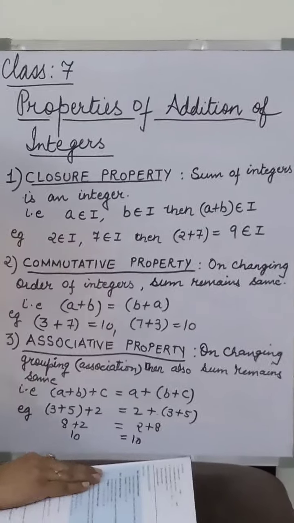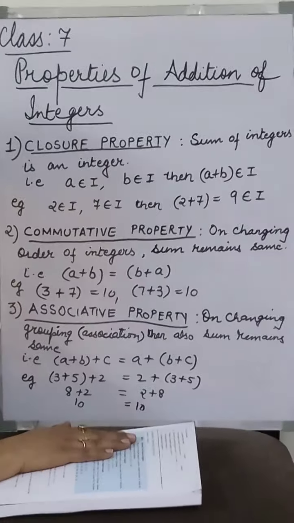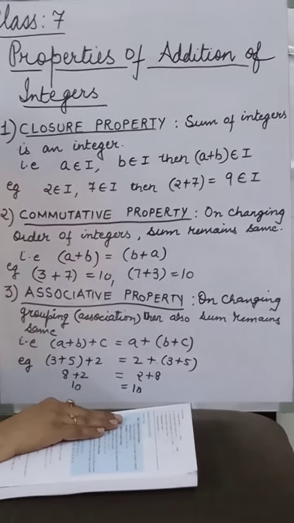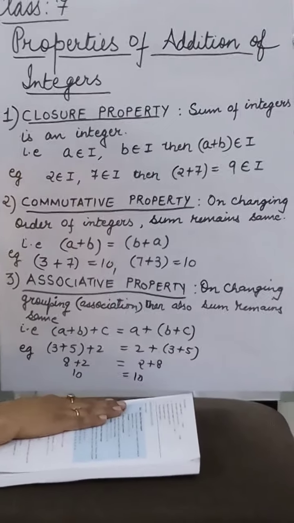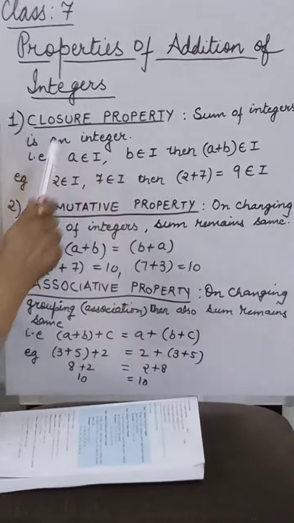Today I hope everybody has completed the previous work, that is exercise 1A. Today we start with the properties of addition of integers. I am going to discuss the properties of addition. Firstly, I am going to discuss with you the closure property.